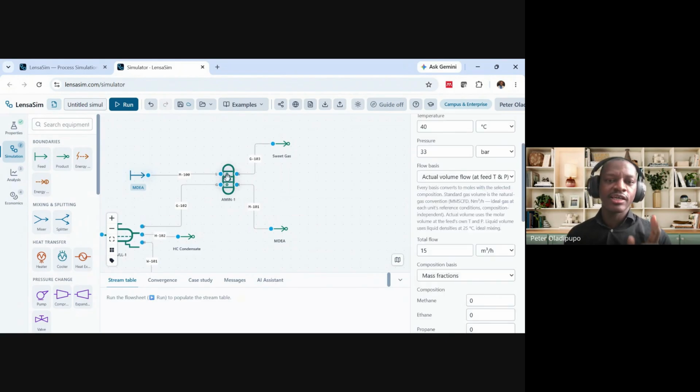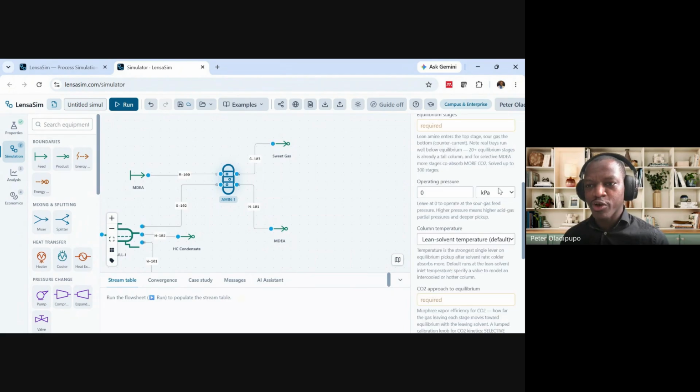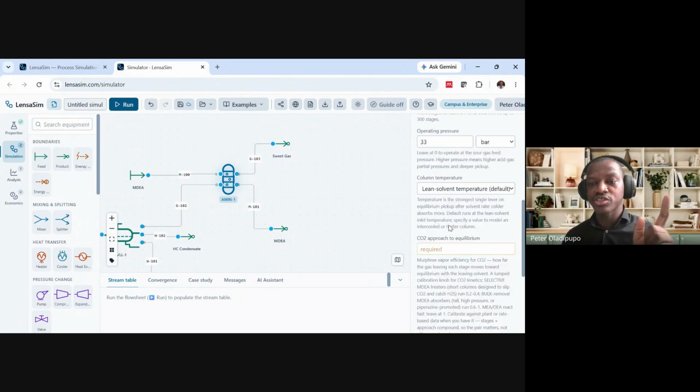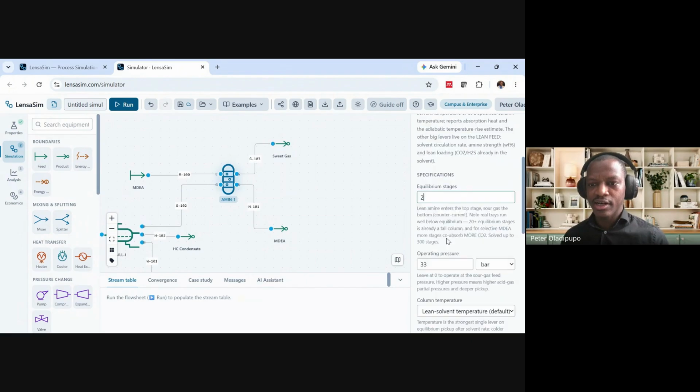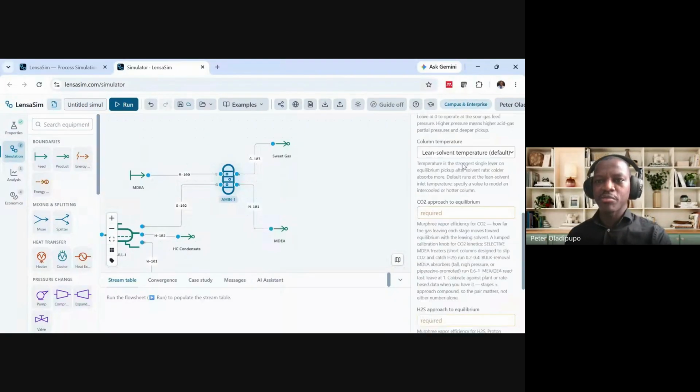Okay. Now we're going to specify the conditions for the amine sweetening unit itself, the pressure and the temperature and the number of equilibrium stages. Yeah, number of equilibrium stages, very important parameter. 20 stages is assumed as is recommended from preliminary findings. So 33 bar being the operating pressure, and two important parameters we also need to specify are what are known as the carbon dioxide approach to equilibrium and the hydrogen sulfide approach to equilibrium.